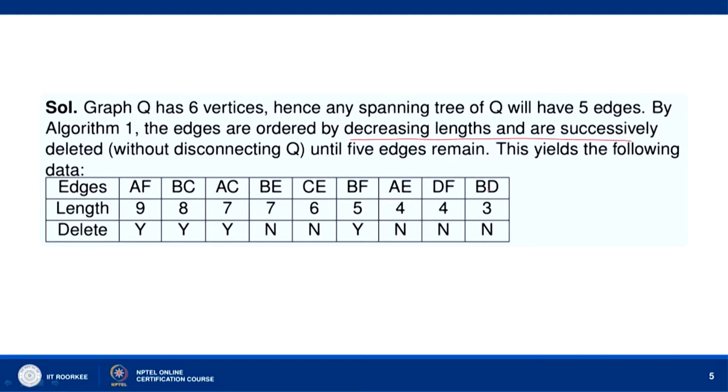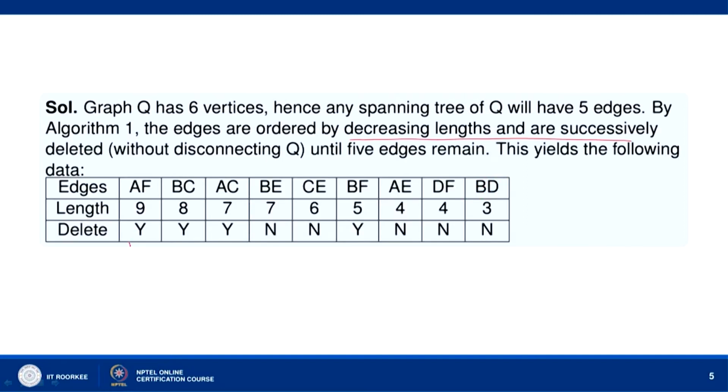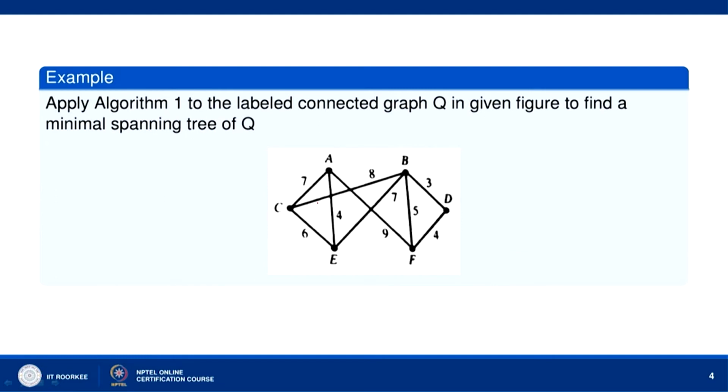Now, we will start deleting edges without disconnecting the graph until only 5 edges remain. So, how do we do that? We start with the edge which has the maximum length. So, deleting AF. If we delete AF, does the graph get disconnected? The graph is not disconnected. So, we delete AF.